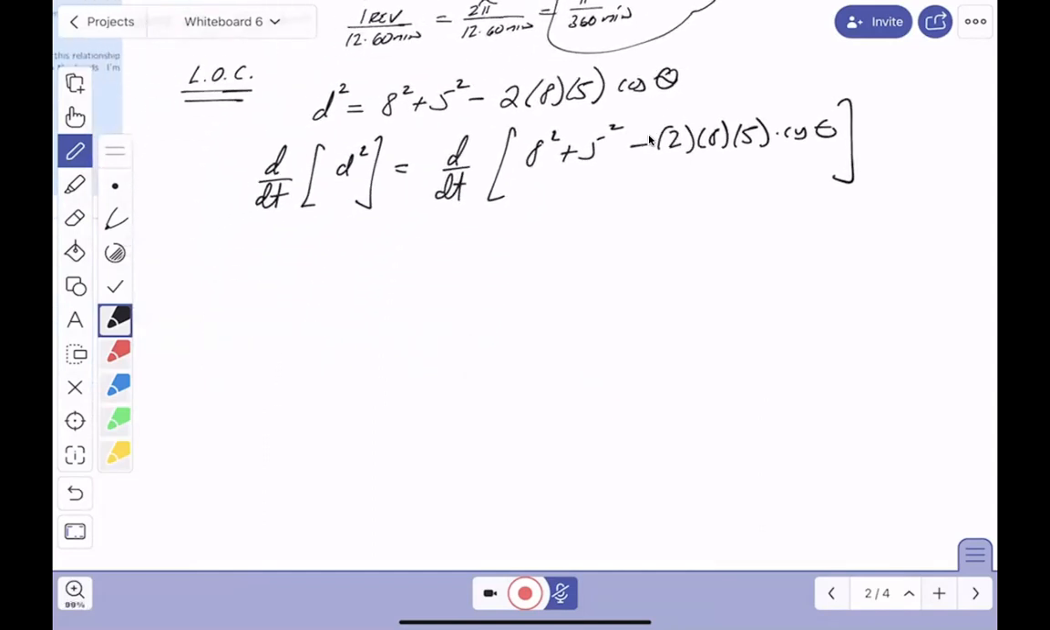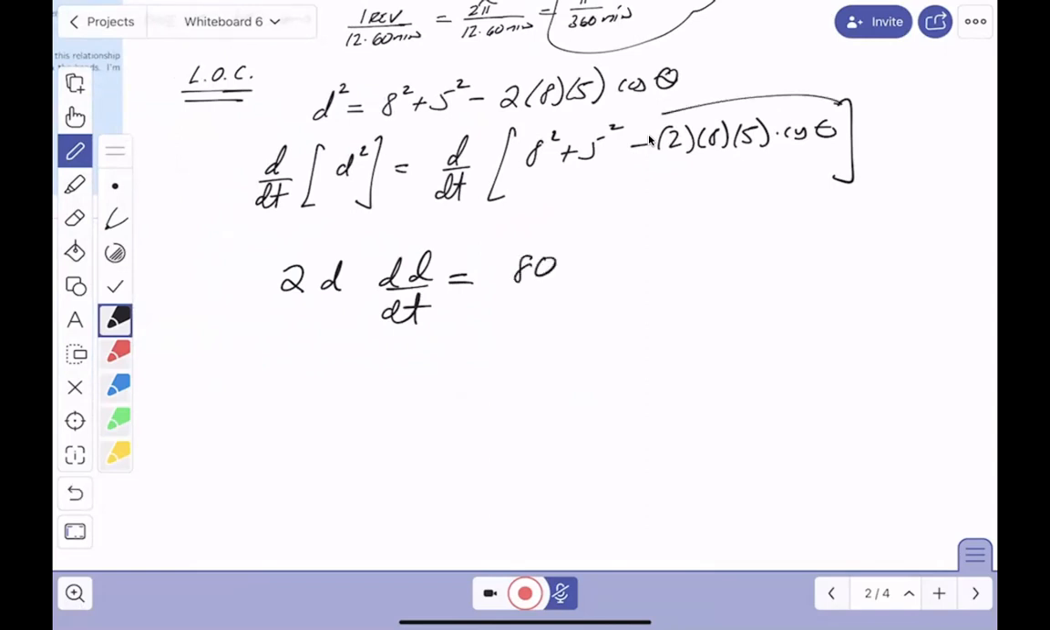And let's write this down. So what do I get? I would get 2d dd/dt. Well, that's hard to say. And now I'm going to differentiate this side, and I get a bunch of zeros. And then what do you get? You would get, let's see, 80.